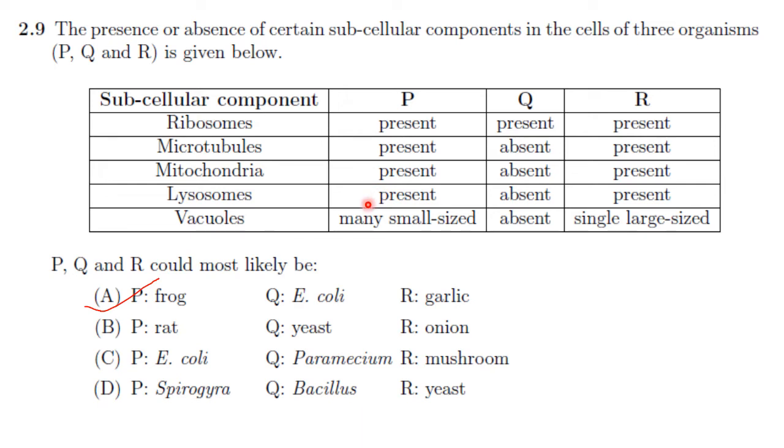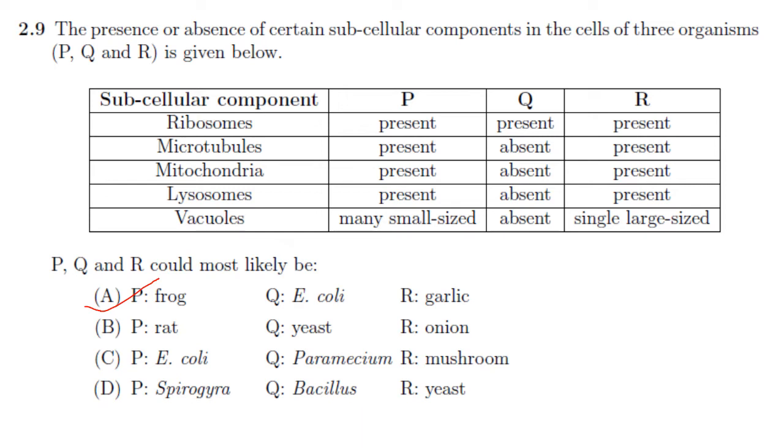So naturally it is eukaryotic. And many small sized vacuoles are present, so it points to an animal cell. So from these options A and B we can see, C and D can be ruled out. The next one, ribosomes are present but all the other cellular organelles are absent including vacuoles. So it must be prokaryotic, so Q must be E. coli. So option A is correct.